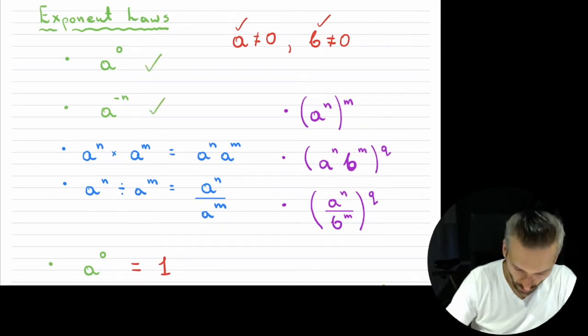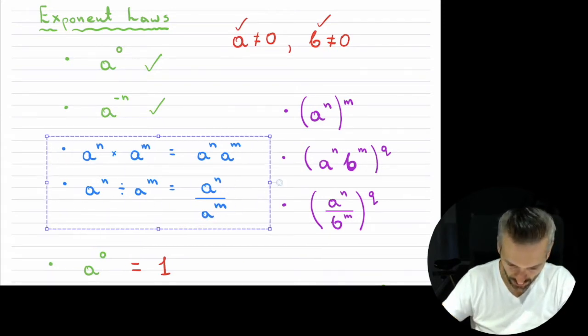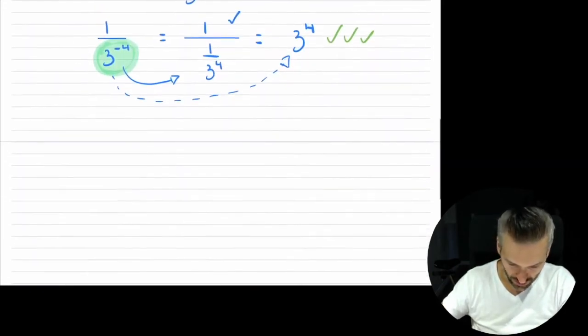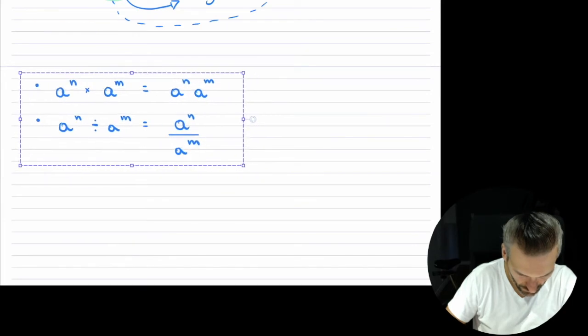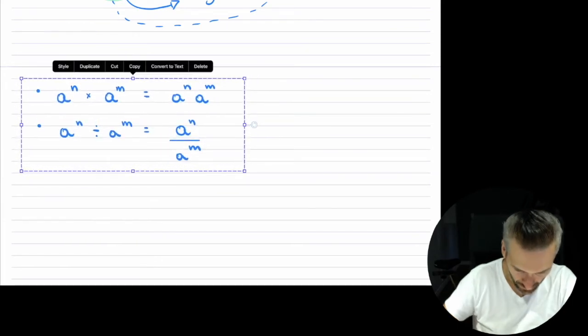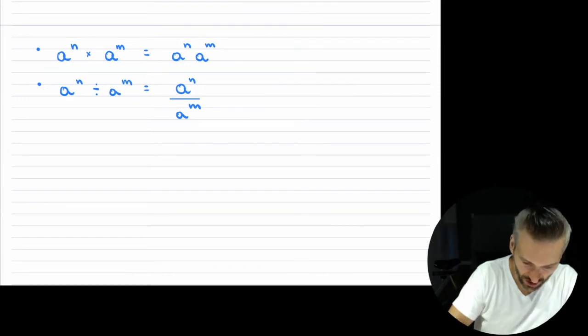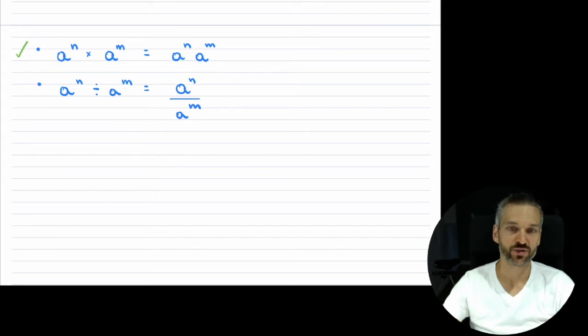Now let's shift over to the next laws, multiplication and then division with exponents. So let me bring this down here. This is what I have. Now let's try to explain these. I'm going to first concentrate on this one, and I'm going to show it to you with regular numbers so that you can see what we mean.